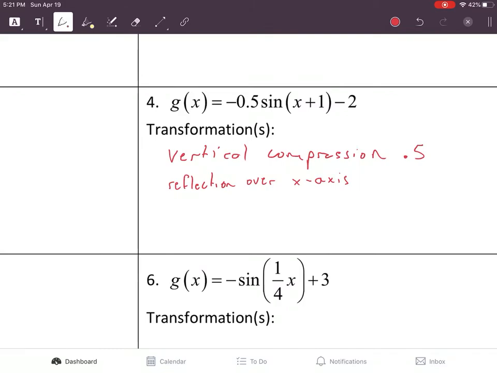Again, your amplitude for this particular equation would be 0.5, not negative 0.5, but 0.5 because amplitudes are always positive. Okay, you always talk about amplitudes as being positive. All right, then we have a horizontal shift to the left by 1. We have vertical shift down by 2.